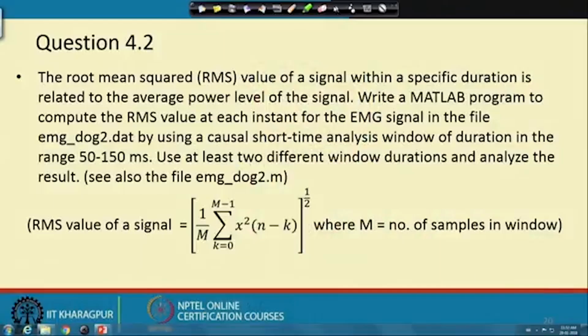This is the second assignment of tutorial 4. What we have to do is find the RMS value of a signal with a specific duration, related to the average power level of the signal, and for that we have to write a MATLAB program to compute the RMS value at each instant of the EMG signal.